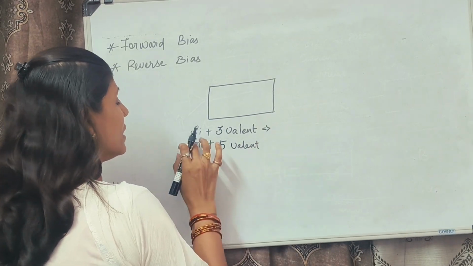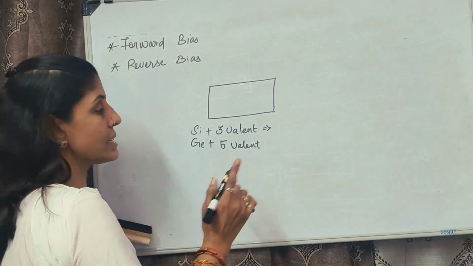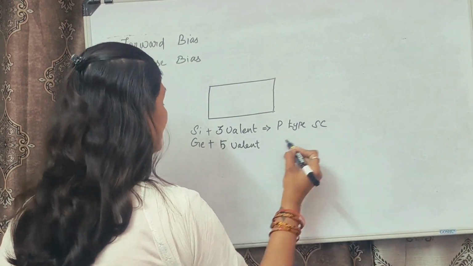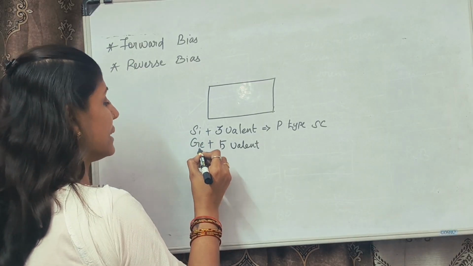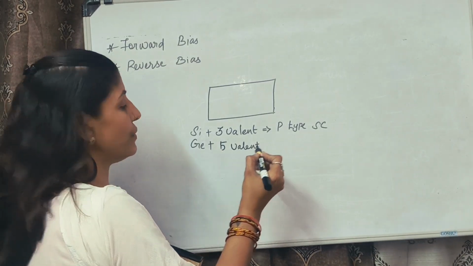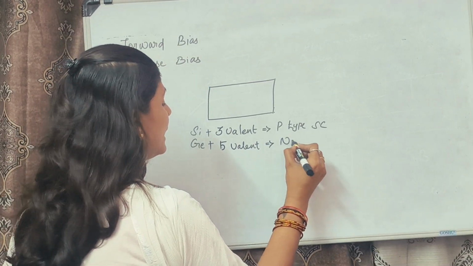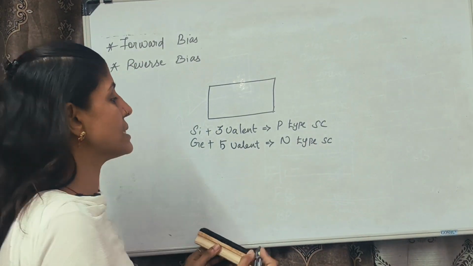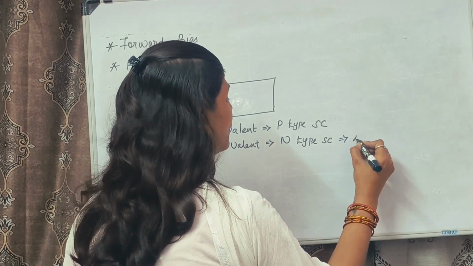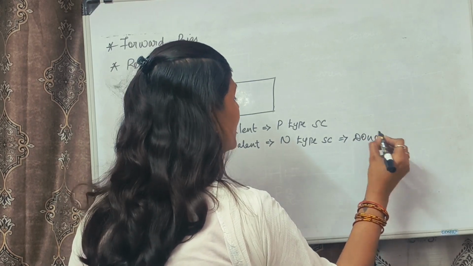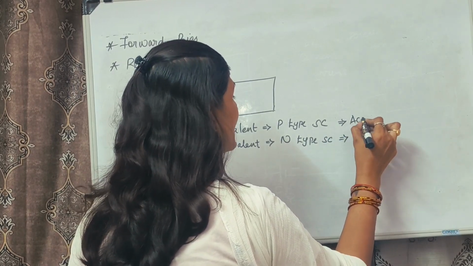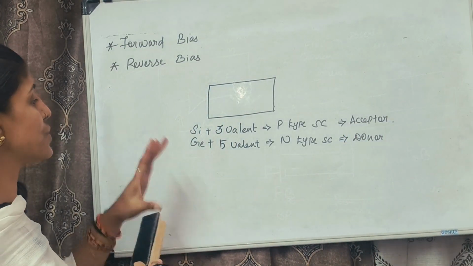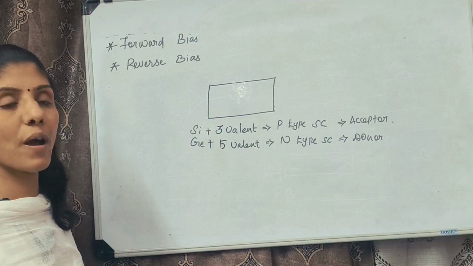If the silicon gets added with the trivalent impurity, the result is a p-type semiconductor, and the semiconductor getting added with the pentavalent impurity becomes the n-type semiconductor. And two more things I hope you remember: here we used to call it a donor, and here we used to call it an acceptor. Now based on this, we are going to fabricate this.